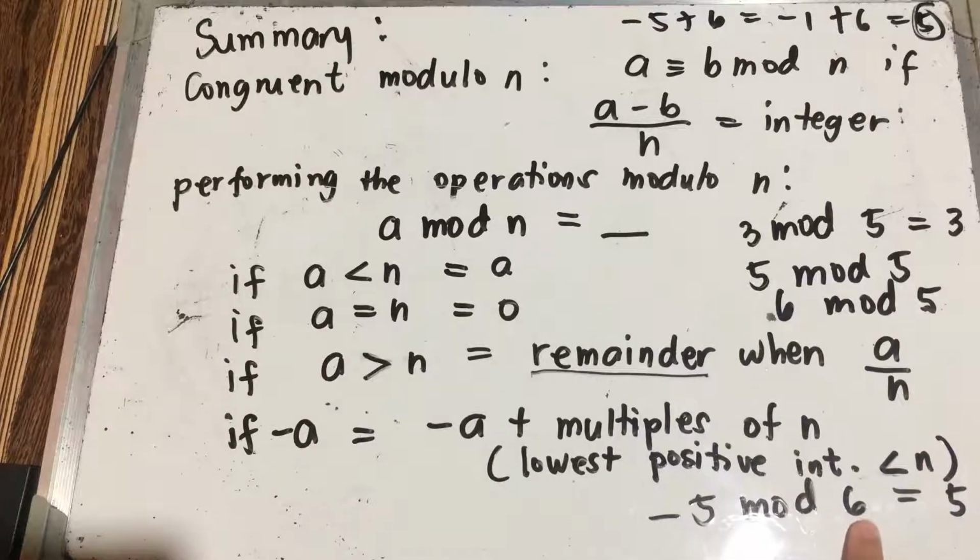Since n is 6, tama ang nakuha natin. So, that is less than n. So, the answer is 5.